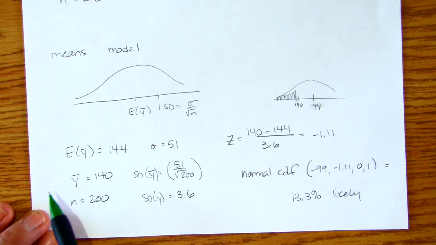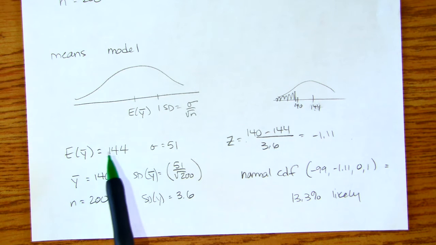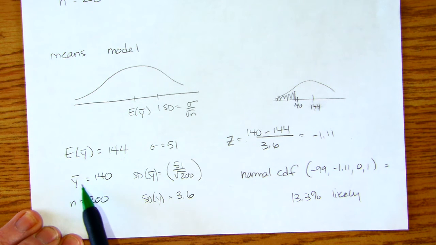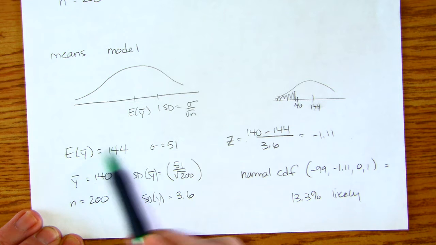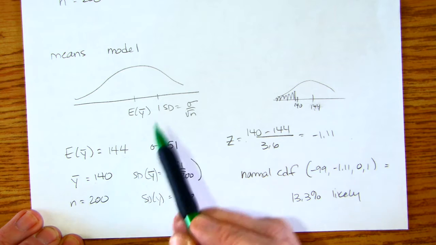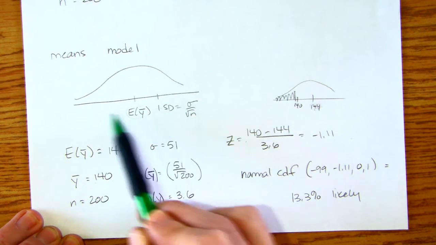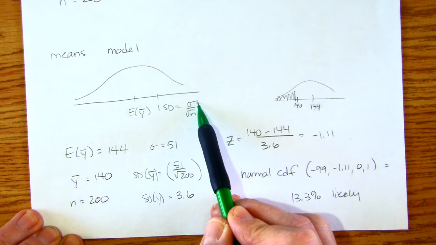What if we're talking about means? Well, again, here's a little more specific data. If we think the mean weight of 18-year-old women is 144, that's what we think it is, and we go out and take a sample of 200 and find that the mean of that sample is 140. Again, what's the likelihood? Can that be expected just due to natural variation? So my means model has my expected mean, and the standard deviation of a sampling model is going to be smaller than the standard deviation of the population.